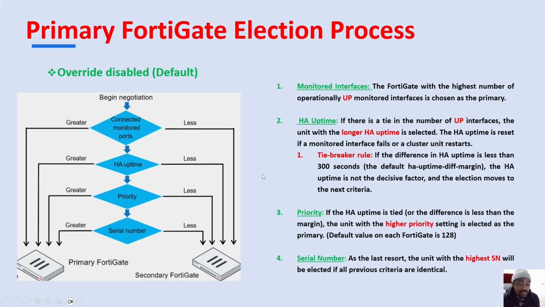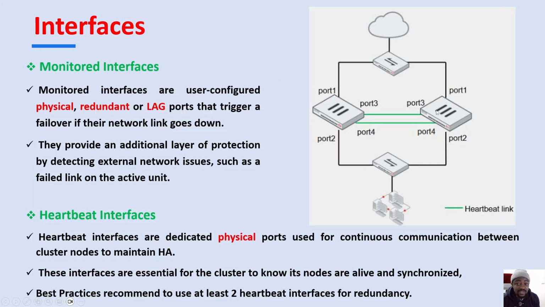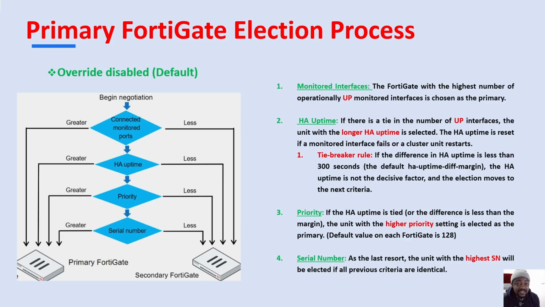As we said, the monitored ports, for example in this image, each of these FortiGate devices has two monitored ports. So port 1 and port 2 are connected to the monitored ports. If one of them has more monitored ports than the other one, then that FortiGate device becomes the primary FortiGate. In case they have the same number of connected monitored ports, now we go on what is called HA uptime. The HA uptime is how long each device has been up.